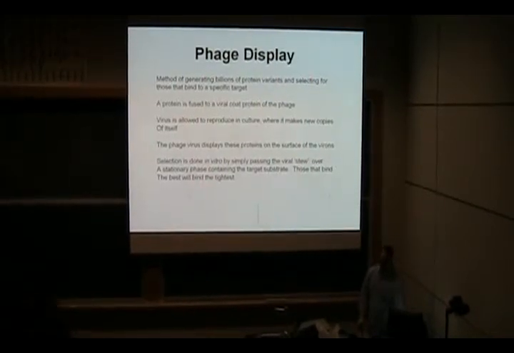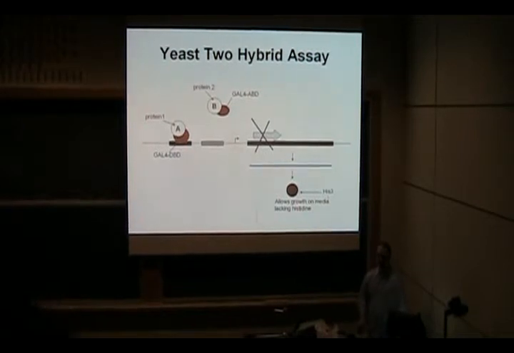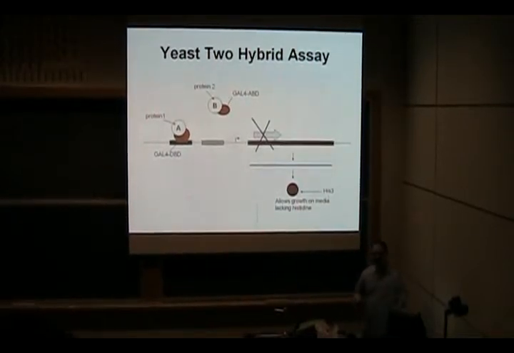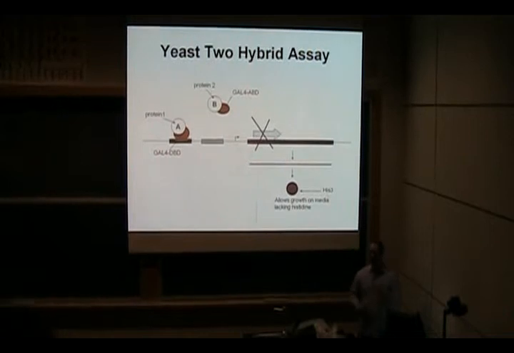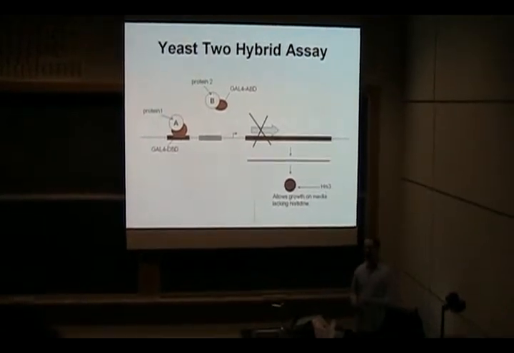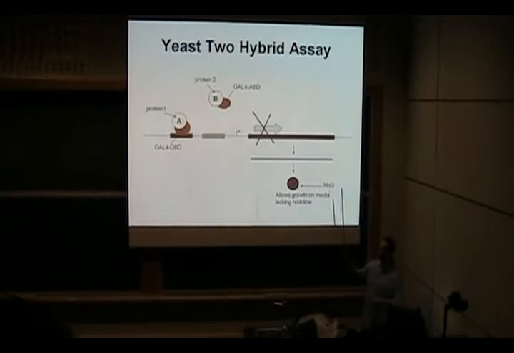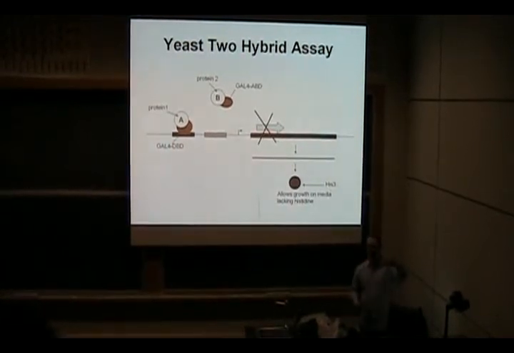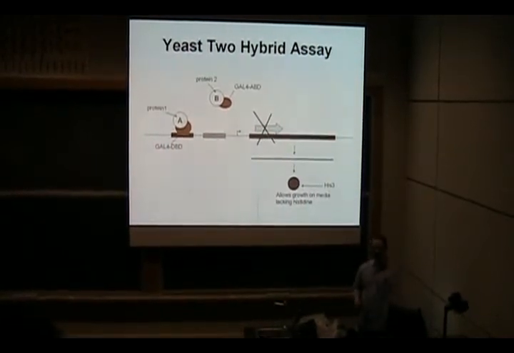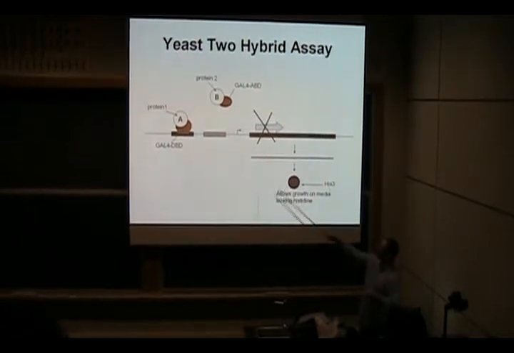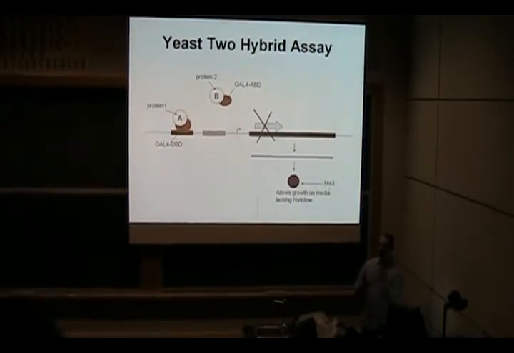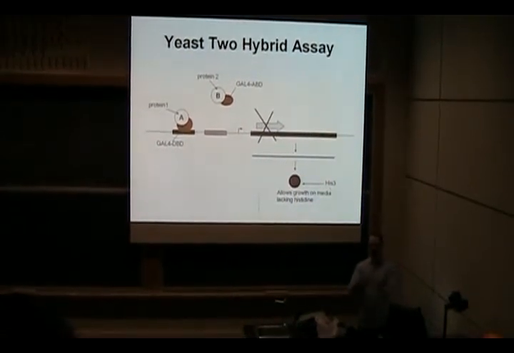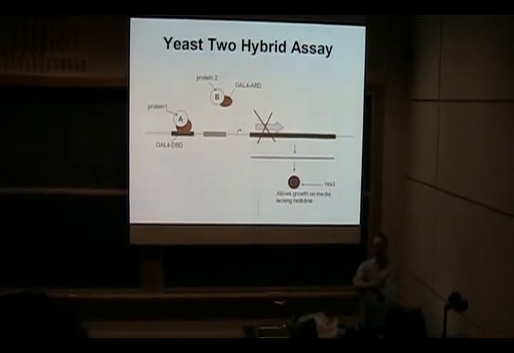How do we know that they don't interact? Well, you don't, only through experimentation. So in the test tube, you could get it to work because you can make the concentration high enough. So it's true that the DNA binding domain and the GAL4 activation domain, if they're independent of each other, they'll drive transcription.